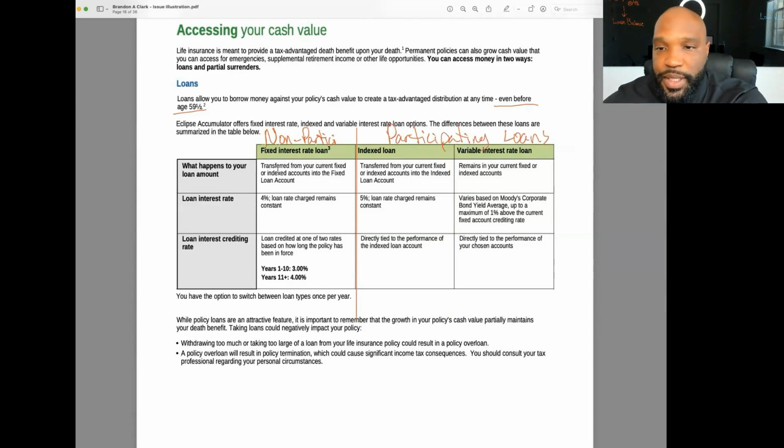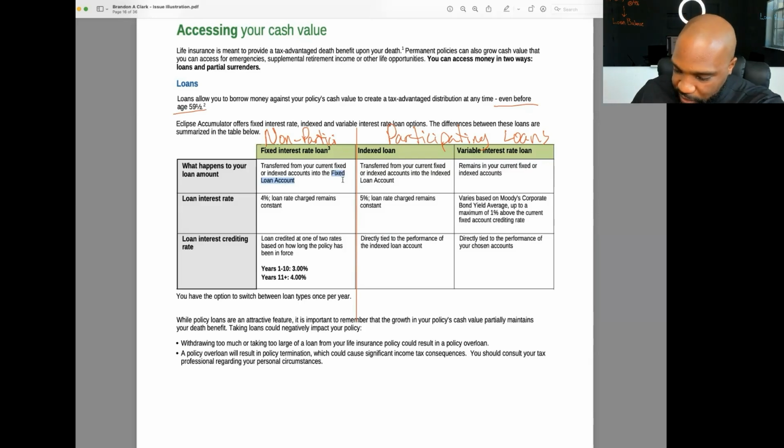So first things first, let's take a look at the fixed interest rate loan. Again, this is going to be a more conservative loan. So basically what happens is they're going to transfer the money that you borrow from the indexed account or the fixed account allocation that you selected for your policy, and they're going to move that money into a fixed loan account. Once that money goes into the fixed loan account, they're going to charge you 4%, and that will never change, and it'll be just 4% constant. And then they're going to credit back 3% if you take a fixed loan years 1 through 10.